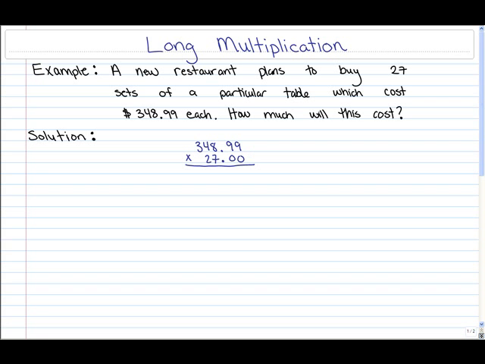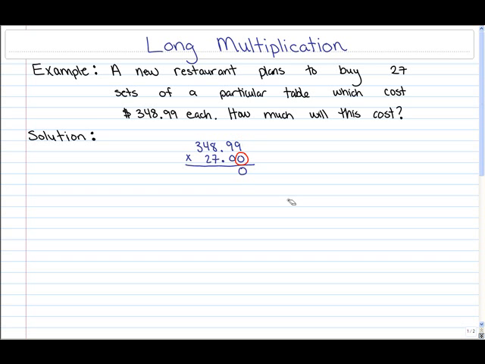Now with decimal places, what we do is we ignore the decimal places for now, and we put the decimal place in at the end of the product. So we're going to start off with the last digit in the multiplicand, which is the 9, and multiply it by the last digit of the multiplier, which is the 0. So 9 times 0 gives us 0.